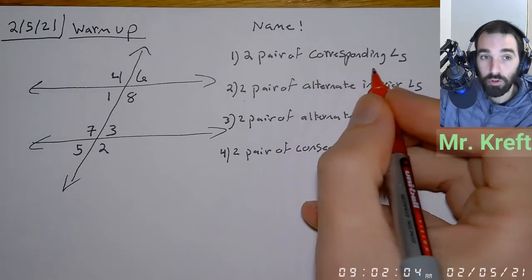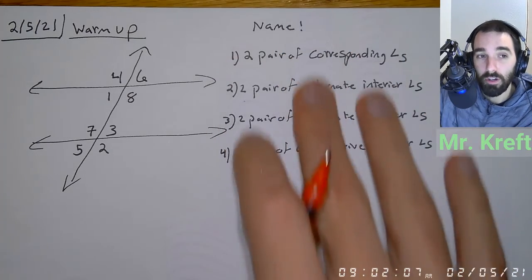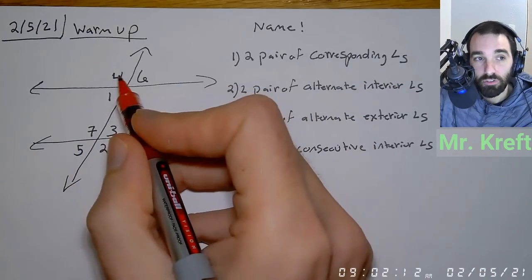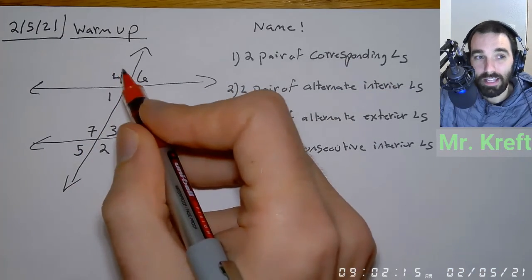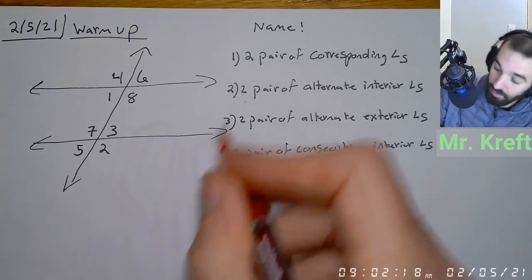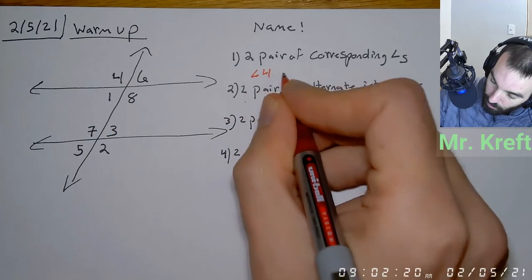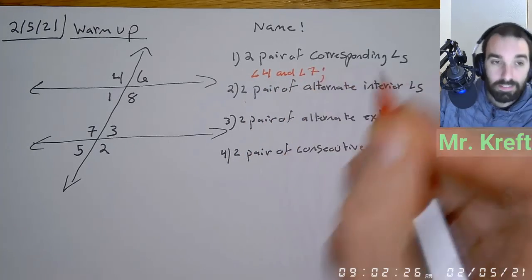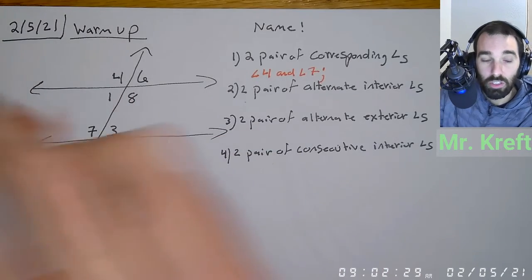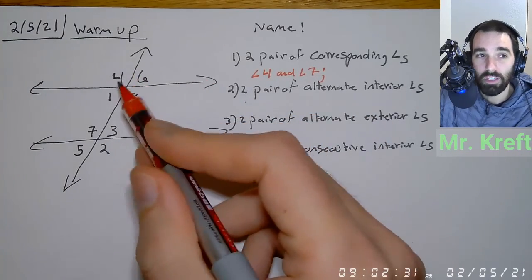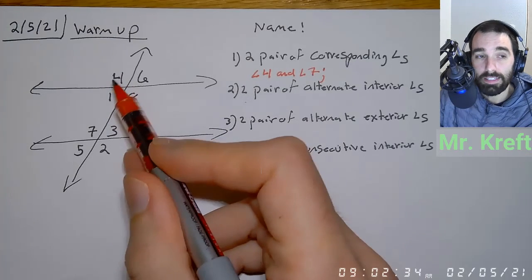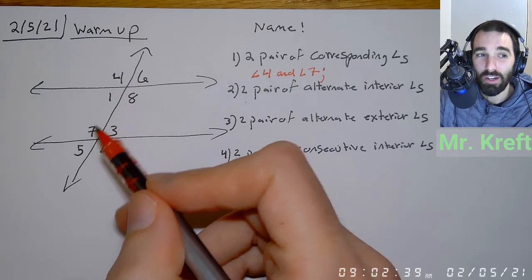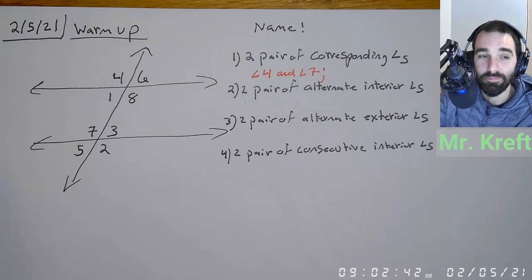For corresponding, these four are all connecting cities. When I'm looking for corresponding, I think location. For example, 4 here is in the upper left and 7 down here is in the upper left. So angle 4 and angle 7 are corresponding angles. With corresponding, we're connecting the cities. We're looking for the same location. So if this one up top is Bellingham, then the northwest of Bellingham is corresponding to the northwest of Mount Vernon.